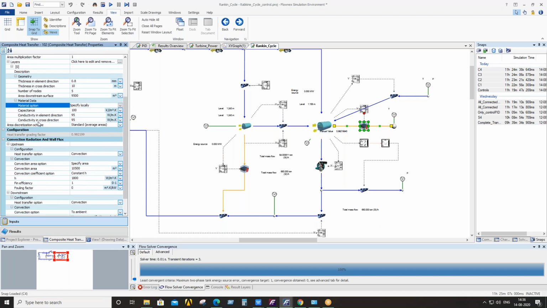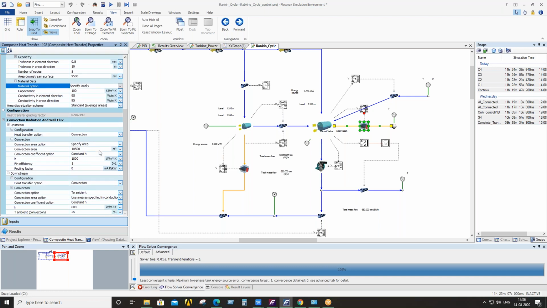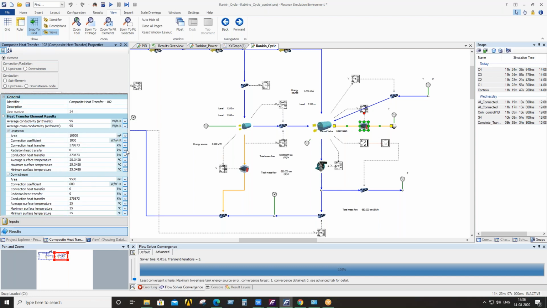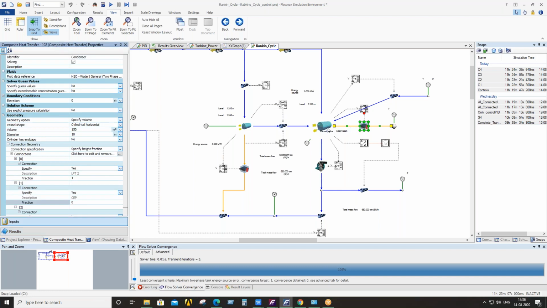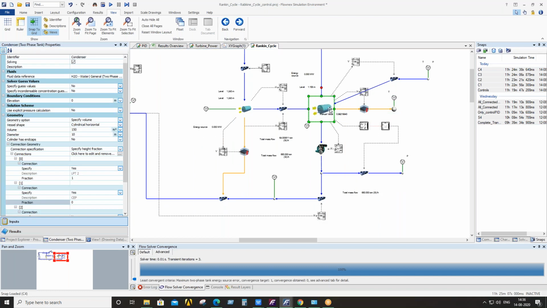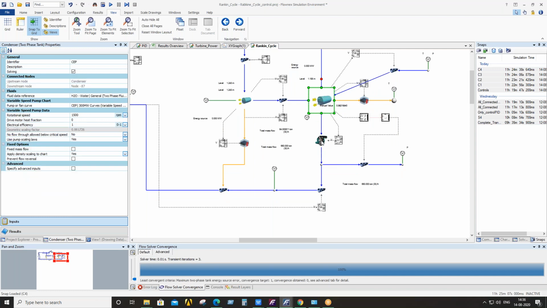And you can also specify the convection areas, convection coefficients, and your downstream convection areas. You can specify every heat transfer parameter within this element. From this result, you can see that in this cycle a total of 379.87 megawatt of remaining heat is transferred from the condenser to the atmosphere. And this process is happening at a constant temperature.